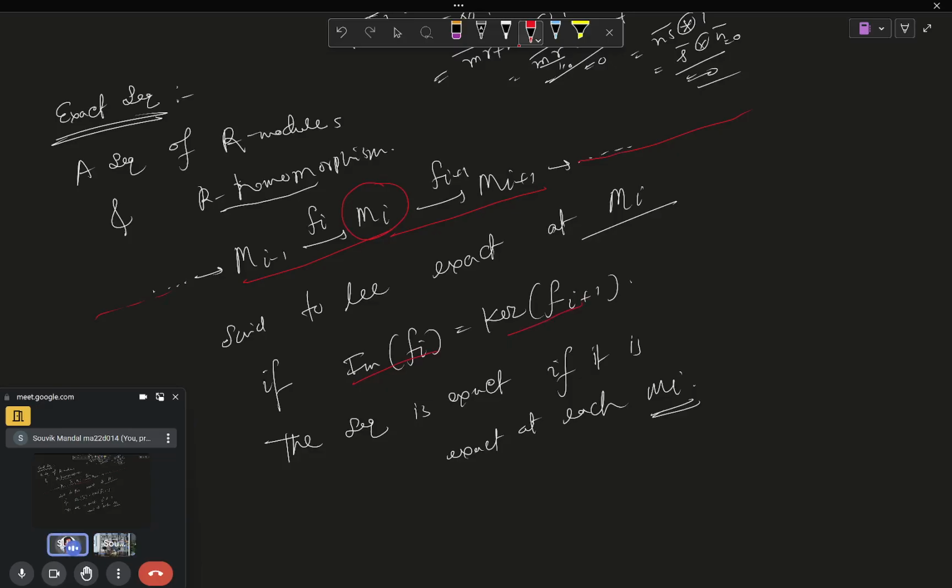Sir, exact at M_i for all i? No, for some i. Okay. So it is said to be exact at this portion if the incoming map f_i's image is equal to the kernel of the outgoing map. If this happens at particular points, then this is exact at M_i, and if it is exact for all M_i, then this whole sequence is said to be an exact sequence. Okay, that's all. There is really nothing more. Do you understand the definition?